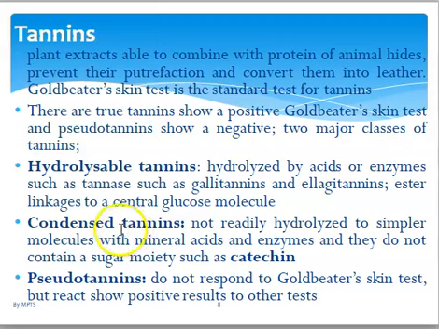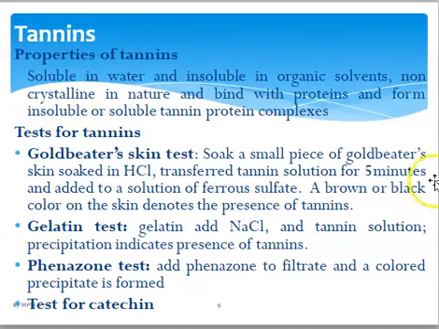Catechins, of course, are an example of condensed tannins. We also have the pseudotannins, and these do not respond to the gold beater's skin test, but they show other tests for tannins as shown here. Properties of tannins: they are soluble in water and insoluble in organic solvents. They are non-crystalline in nature. They bind with protein and form insoluble complexes. That's why they form leather.